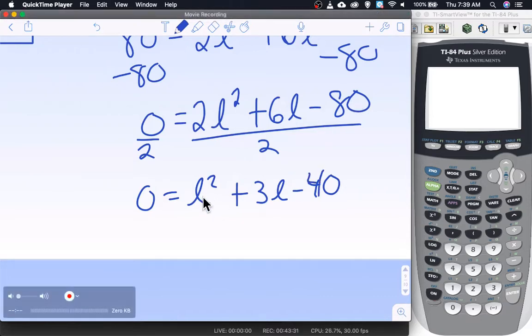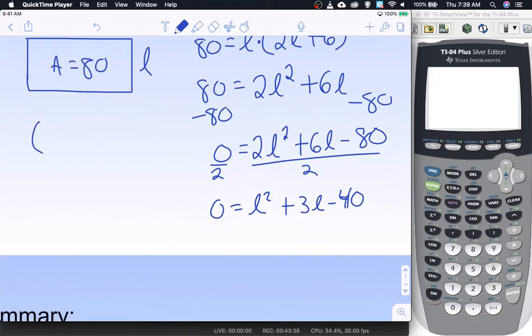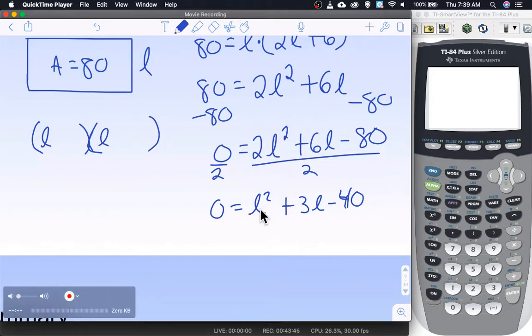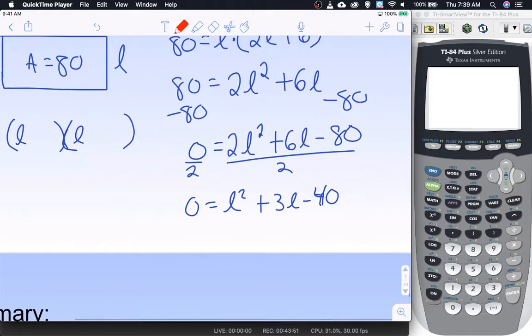Now there's only one possible thing to give me L squared. It's going to be L and L. So I'm going to do it over here. So it's got to be L and L. It's the only thing that could give me L squared. Now, factors of 40. Let's see, what are they? 1 times 40, 2 times 20, not 3, 4 times 10, 5 times 8.